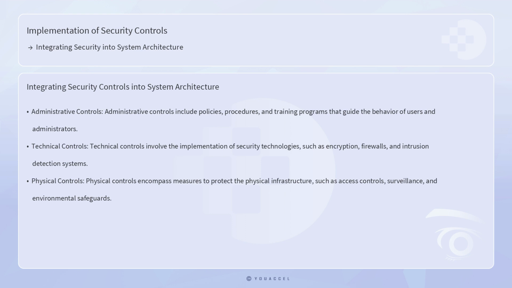Once risks are identified, security controls can be integrated into the system architecture. These controls can be categorized into administrative, technical, and physical controls. Administrative controls include policies, procedures, and training programs that guide the behavior of users and administrators. Technical controls involve the implementation of security technologies such as encryption, firewalls, and intrusion detection systems. Physical controls encompass measures to protect the physical infrastructure, such as access controls, surveillance, and environmental safeguards.